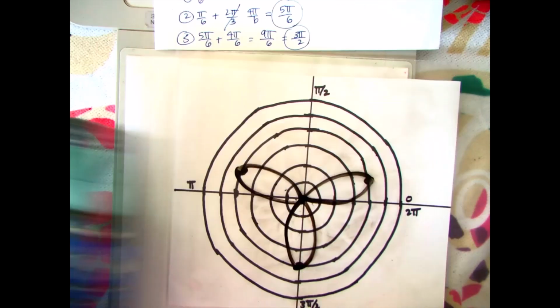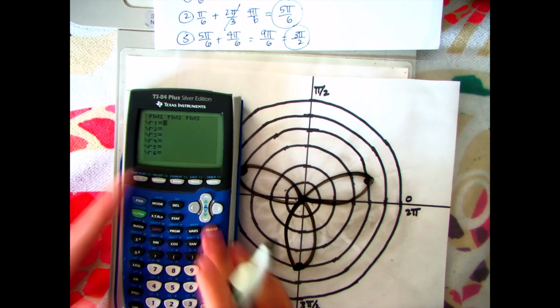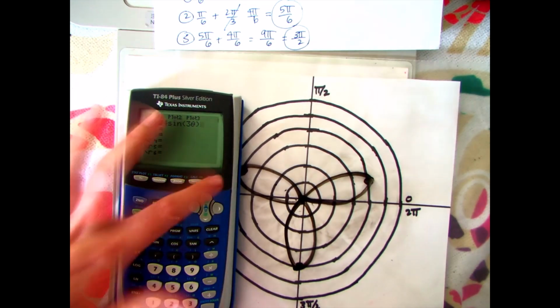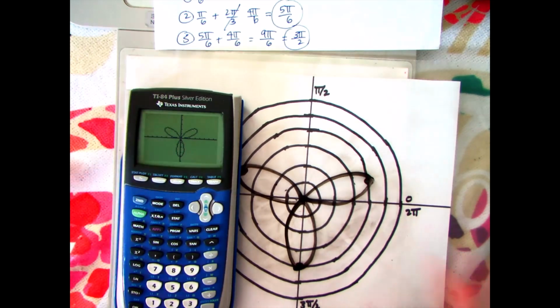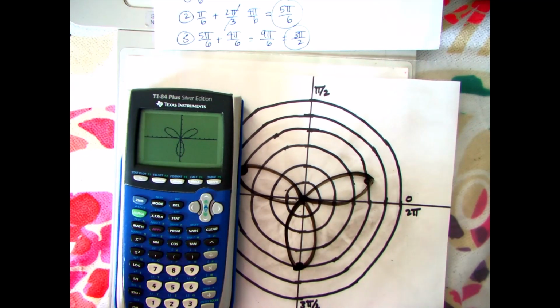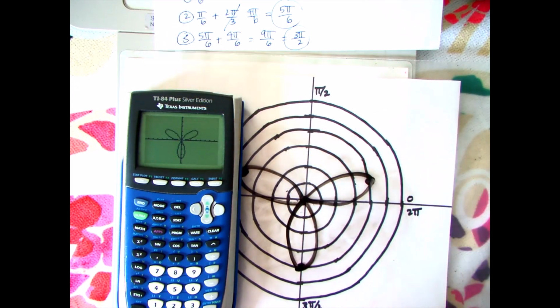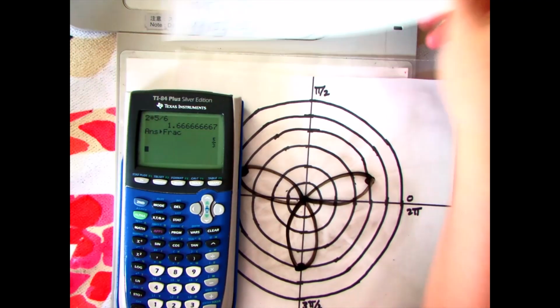Alright, let's see how we did. 4 sine 3 theta. Boop. I would say that's pretty darn close. So again, ours is not going to be perfect, especially with this bootleg polar graphing coordinate system that I created for you guys. Anyways, that should be it in terms of graphing these.